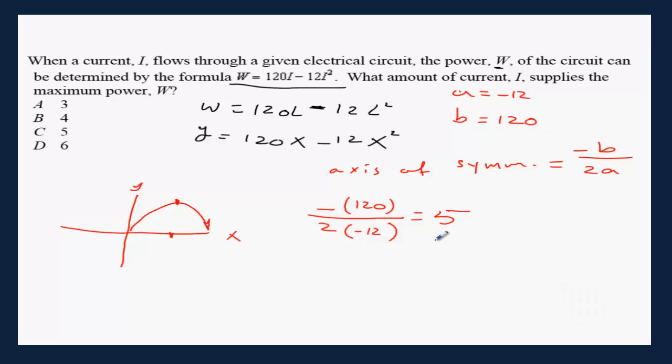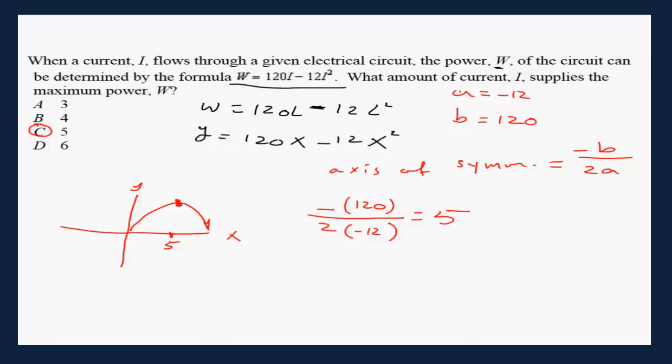So after 5 seconds, or after 5, the amount of current I, so the amount of current x, which is 5, supplies the maximum power. This point here is 5, and this one gets to the maximum point. Choice C is the correct choice.